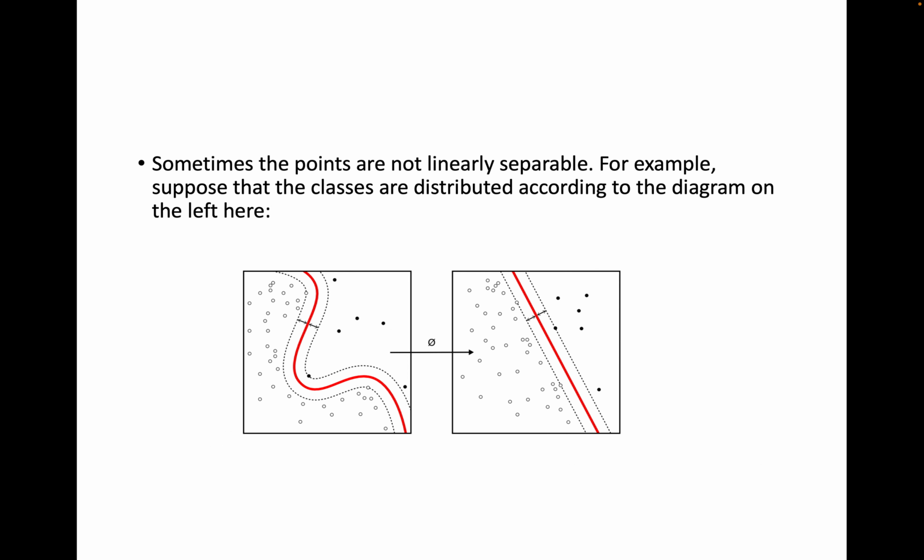Sometimes the points are not linearly separable. For example, suppose that the classes are distributed according to the diagram on the left here. It looks like an ocean to me, where there are people in the water and also people outside on the beach. Okay. Now you see, it's not a straight line, it's a curve, more like many curves. Okay. Now how do we fix this?